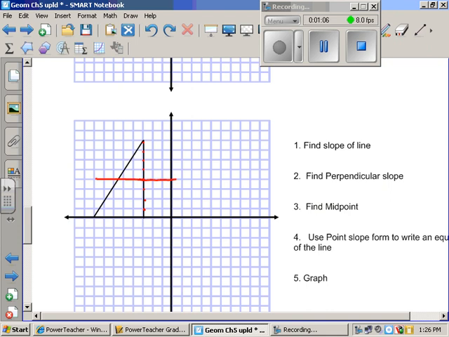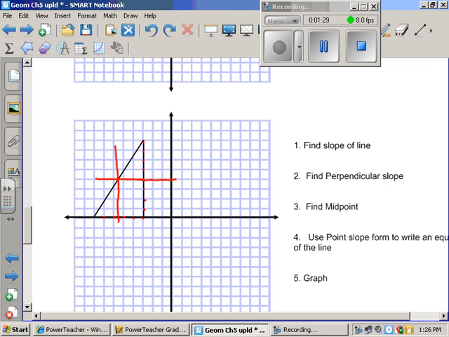Then I'm going to go down here. This one's horizontal, so I know that the perpendicular is going to be vertical, and it's 1, 2, 3, 4, 5. So it's going to be 1, 2 and a half. It's not very straight, but I know that's going to be my perpendicular bisector for that side.